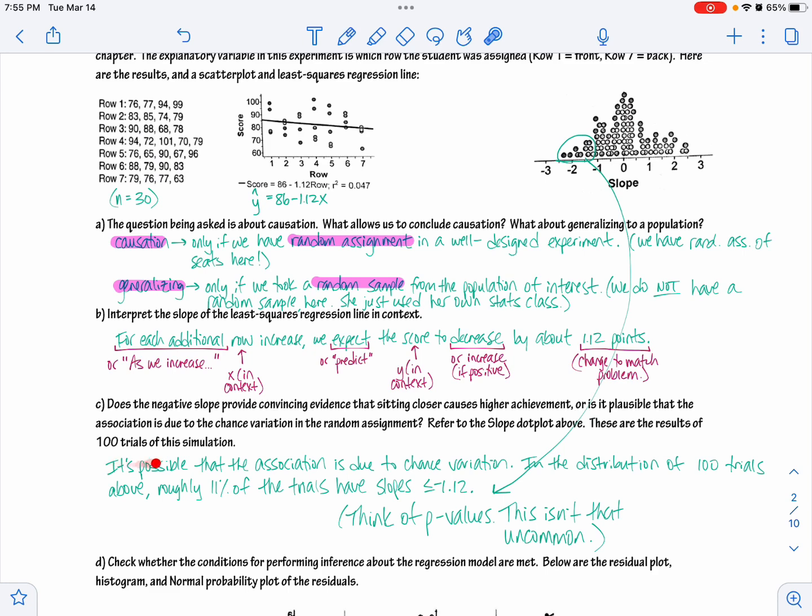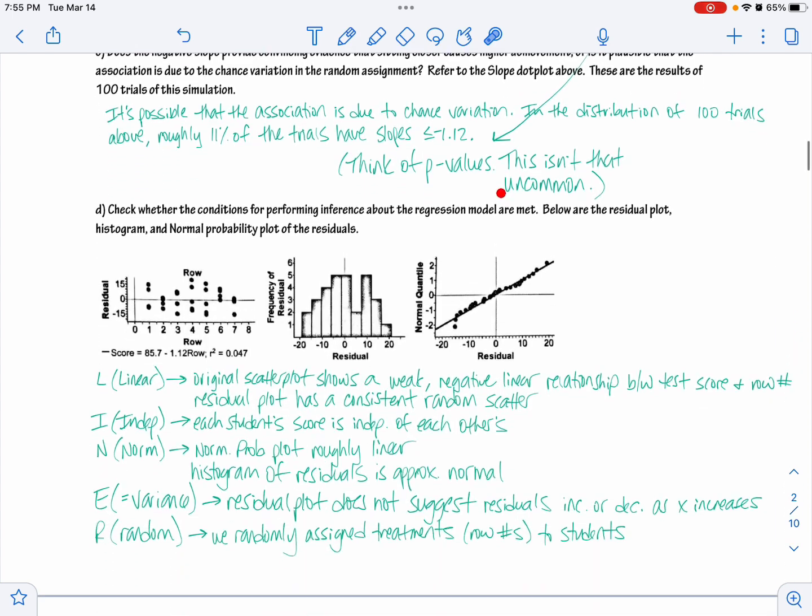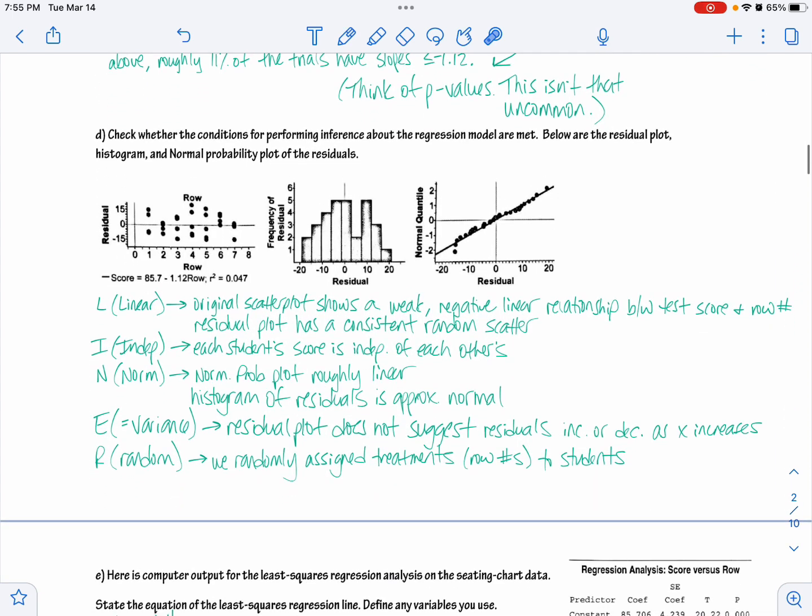And so I think that it's possible that this association is just due to chance. I don't think it's always going to be negative. I think that this p-value being 11% is not low enough to make me think that the slope would always be negative. Kind of think about that, that's where we're heading in this chapter, okay? So think about p-values. The 11% isn't considered that uncommon, okay? What you should have read about in your reading guide is the 5 conditions. Yes, there are 5 for this chapter.